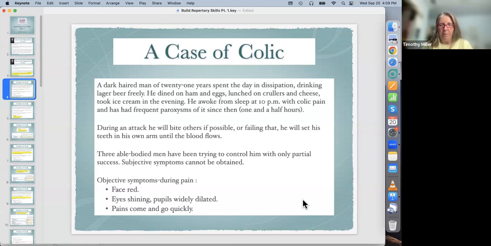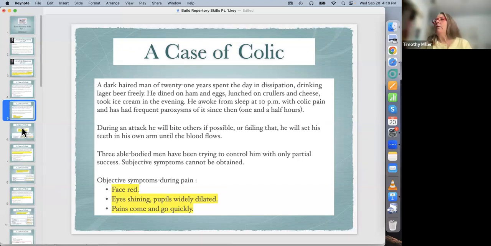Subjective symptoms cannot be obtained. In other words, they're not able to interview the patient here. We have only what we can observe. The objective symptoms noted by the case taker are: face red, eyes shining, pupils widely dilated, pains come and go quickly. I think most of us are able to recognize the remedy fairly straightforwardly here. But I've highlighted the objective symptoms, and we are going to go to the repertory and use this as an exercise in what we often call repertorization in the software.